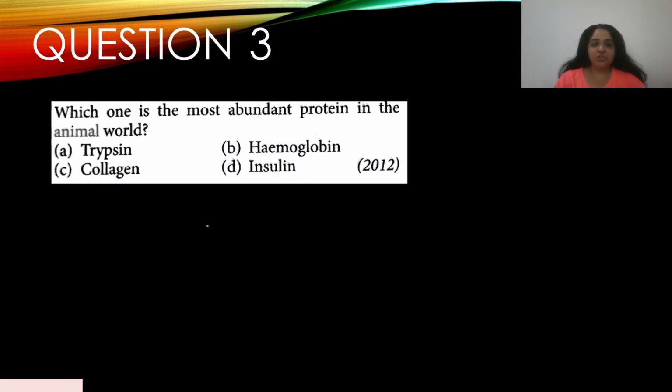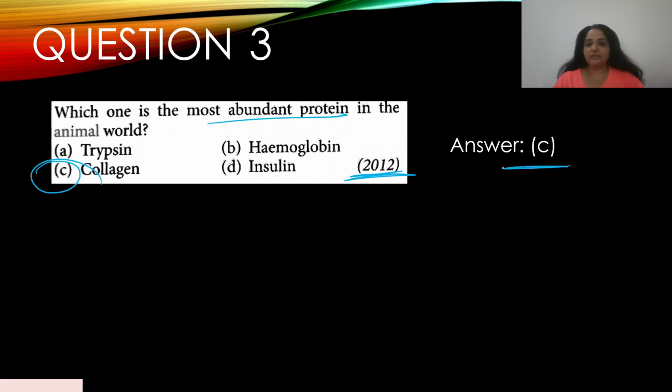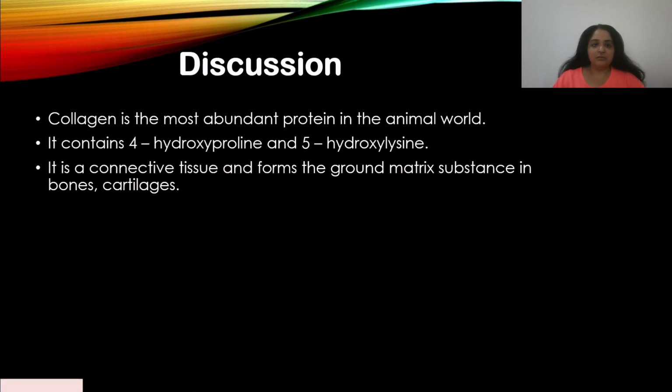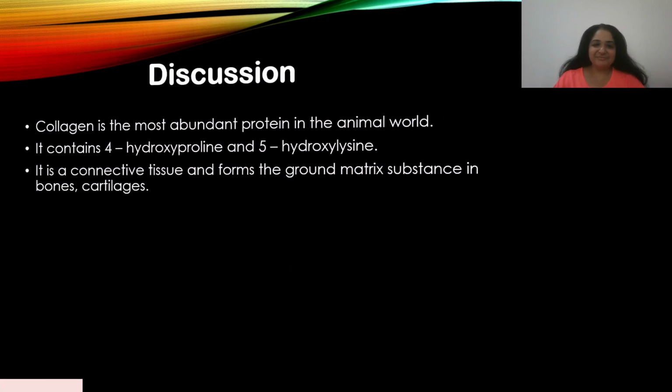Question number 3. Which one is the most abundant protein in the animal world? I think we already discussed this before. This appeared in 2012, again a repeat of the same question. A. Trypsin, B. Hemoglobin, C. Collagen, and D. Insulin. The most abundant protein in the animal world is C. Collagen. I will not discuss this again because this is just a repetition of the first question. We'll move on then.